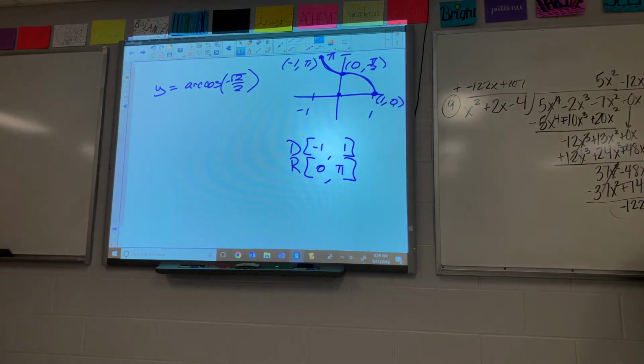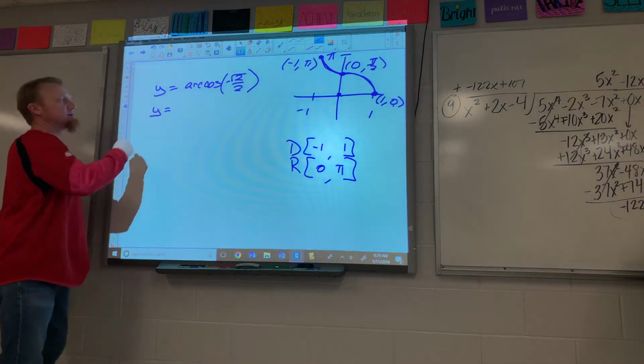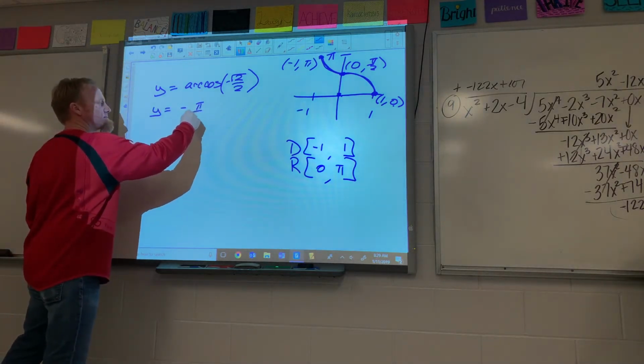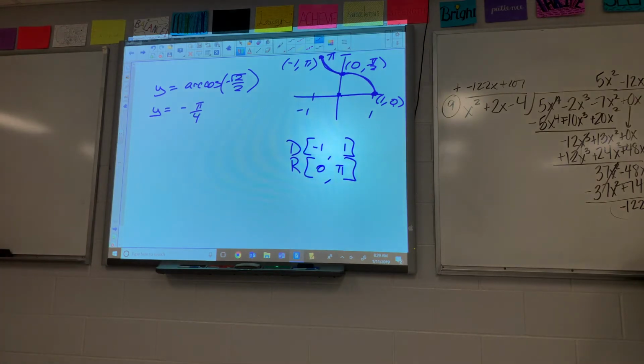All right, what about arc cosine of negative square root of 2 over 2? Arc cosine of negative square root of 2 over 2. How much? Negative pi over 4 is the answer I was given. How many of you like negative pi over 4? And if you don't like it, tell me why. How many of you like it? How many of you don't like it? Ms. Colson, why do you not like it?